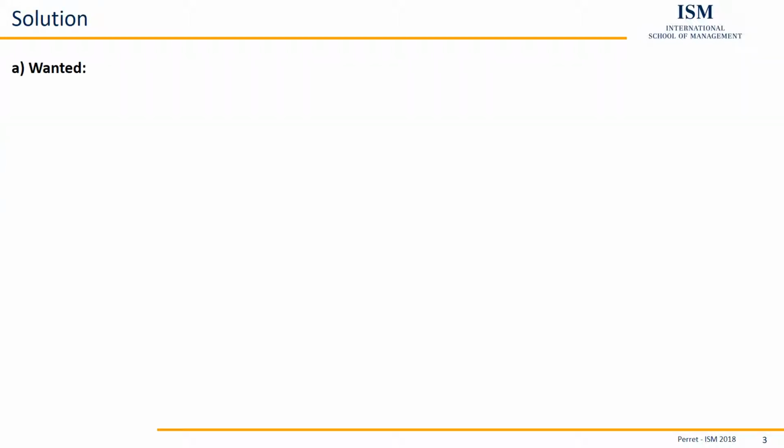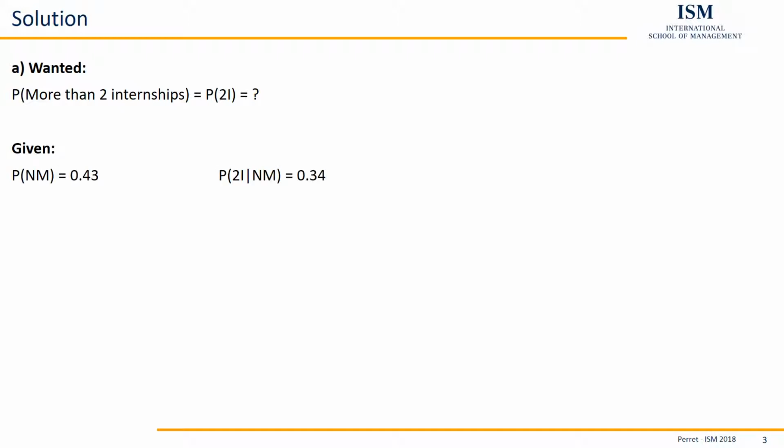Here what we are interested in is the probability that someone performs more than 2 internships. Let's call this P of 2i. What we have from the exercise text is first off the probability that someone studies NM, which is 43%, and under the condition that he studies NM, the chance that he has more than 2 internships is 34%. So this second part can be written as a conditional probability. Similarly, the numbers for RBM and for PM.